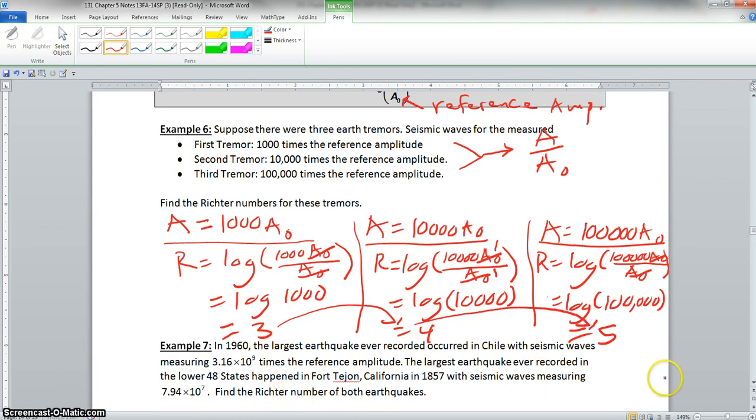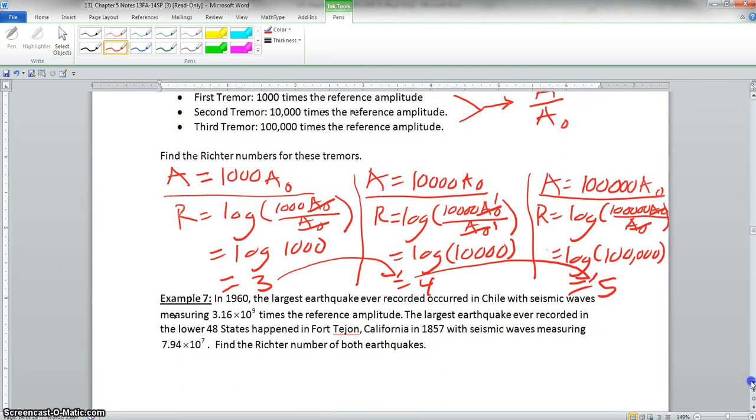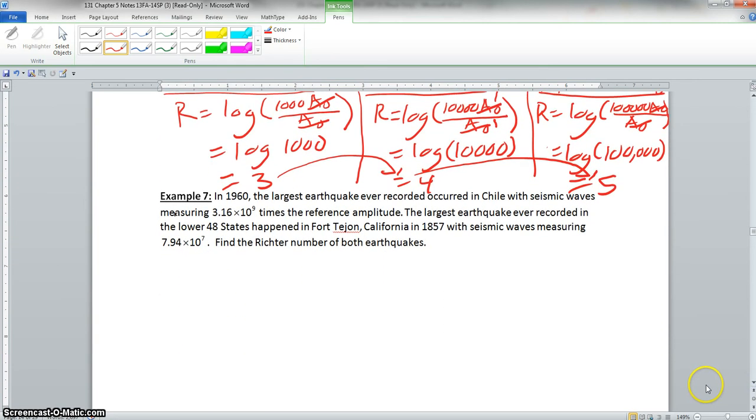So let's scroll down here. It says example 7. It says in 1960, the largest earthquake ever recorded occurred in Chile with seismic waves measuring 3.16 times 10 to the 9th power times the reference amplitude. The largest earthquake ever recorded in the lower 48 states happened in Fort Tejon, California in 1857 with seismic waves measuring 7.94 times 10 to the 7th power. Find the Richter number of both earthquakes.